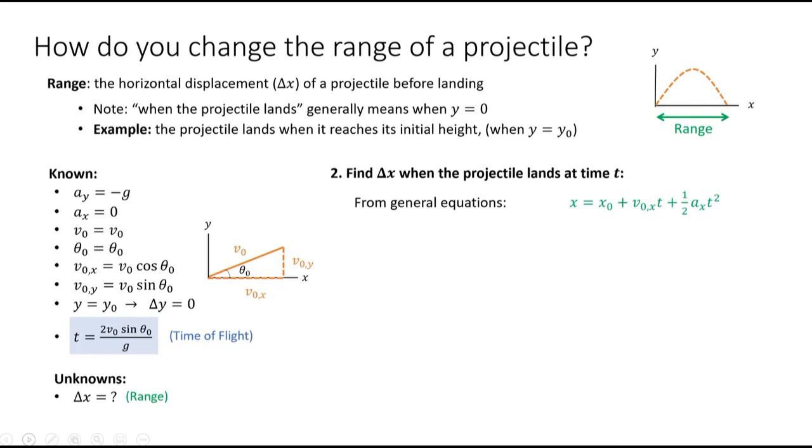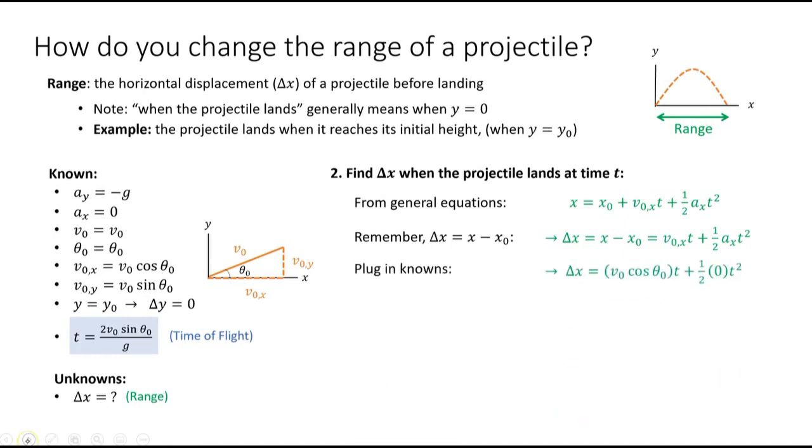I go from my general equation here, x is equal to x naught plus v naught x t plus 1/2 a_x t squared. I just rearranged it and got it into the form that we have delta x is equal to v naught x t plus 1/2 a_x t squared by remembering that delta x is really x minus x naught, the final position minus the initial. Then I just went ahead and I plugged in my known values from my list over here on the left-hand side. So we know v naught x is equal to v naught cosine of theta naught. We also know that the acceleration in the x direction is 0, which is wonderful. That's going to simplify things quite a bit here.